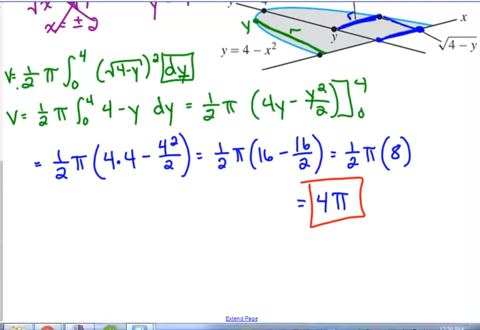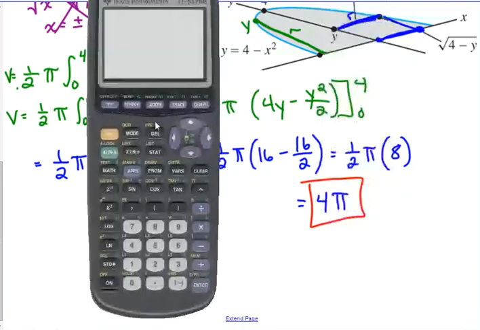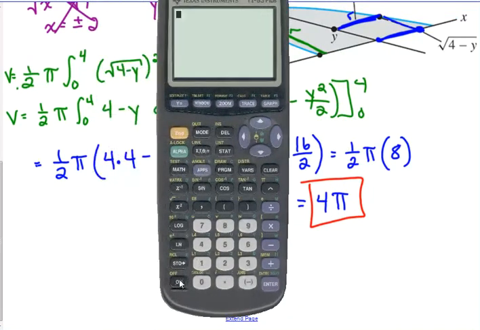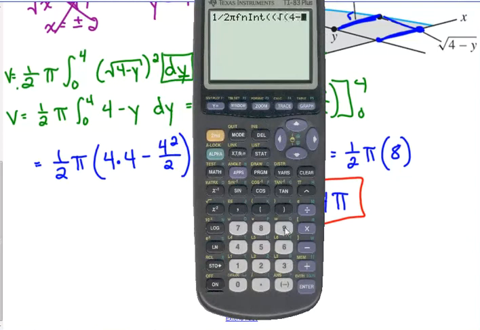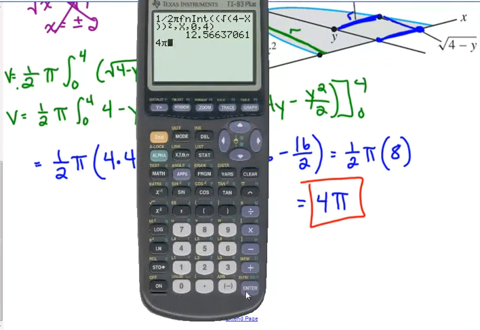I'm going to check it in my calculator just to be on the safe side. So 1/2 pi times the integral of, I'm going to go back to the very original just to make sure, the square root of 4 minus x, I have to use x instead of y, squared, comma, x, comma, 0, comma, 4. And obviously that's in decimal form. My answer is in terms of pi, so I just need to check and make sure those are equivalent, and they are.